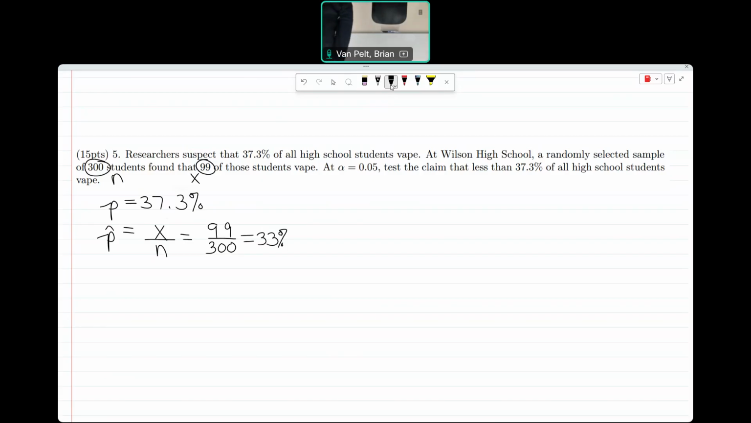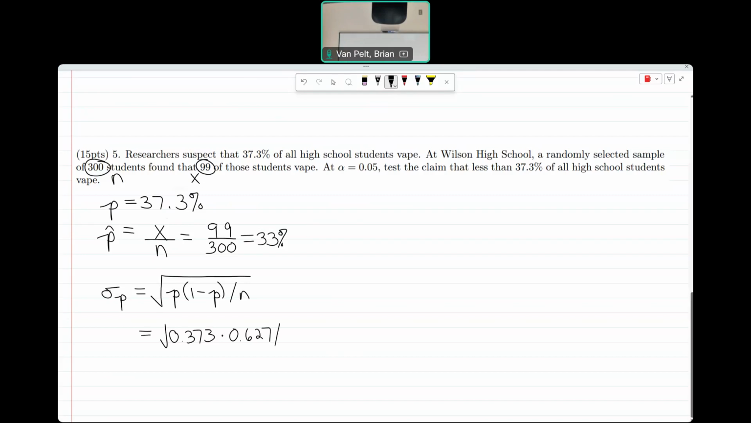And what else did we need here? You needed the standard deviation of this. You remember what the formula is for that? P, you're close. P's in there, there's no question about that. You forgot the square root, exactly. The square root of P times parentheses 1 minus P, divided by N. Right, you got it. That's what our numbers go in. P is 0.373. This is where you definitely want to go to decimals. One minus that is 0.627, divided by 300.